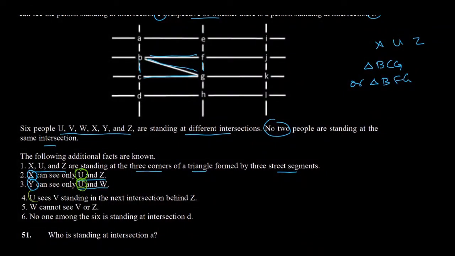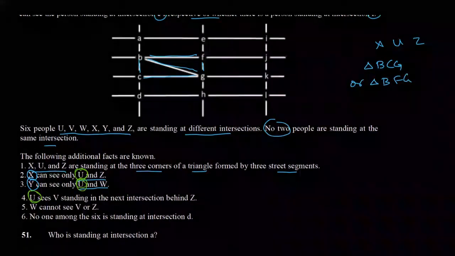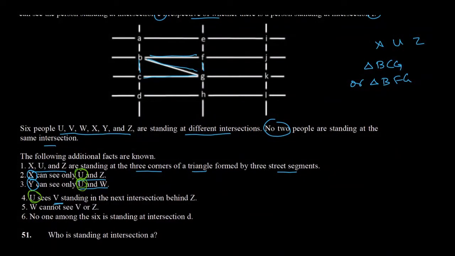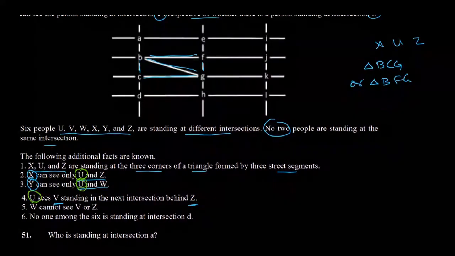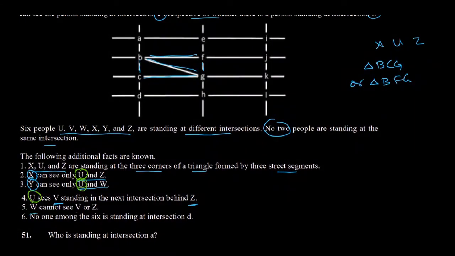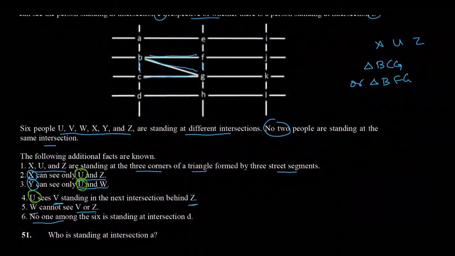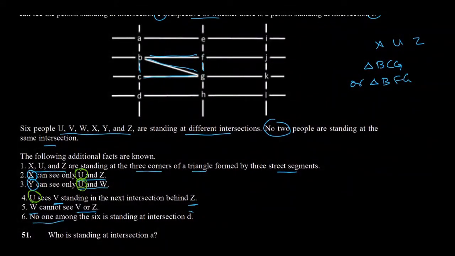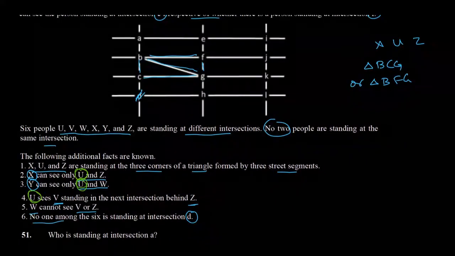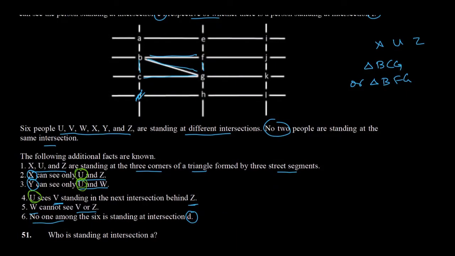And then it says U sees V standing in the intersection behind Z. So U is also in the line of sight of Z. So therefore U has to be in a very central position. And then it says W cannot see V or Z, and no one amongst the 6 is standing at the intersection D. So D is not occupied. So D is empty.